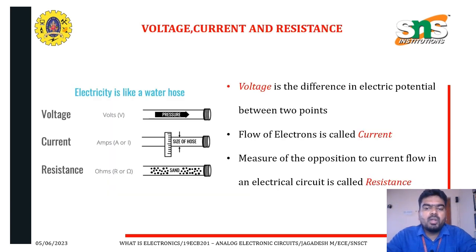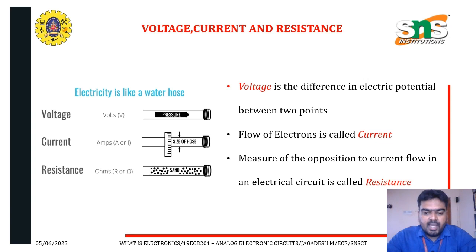So what are voltage, current, and resistance? Voltage is the difference in electric potential between two points. Current, as I told you already, is the flow of electrons. And resistance is the measure of opposition to the current flow in an electrical circuit. So these are the definitions of these terms.